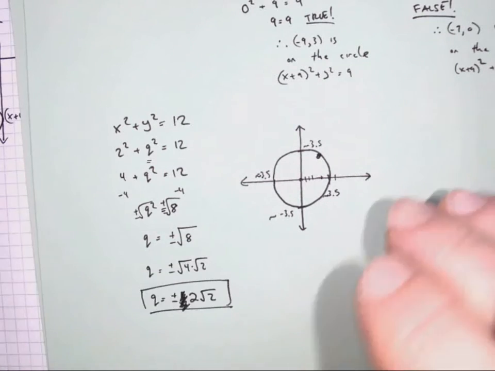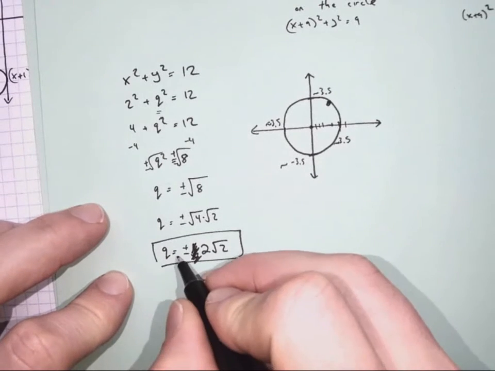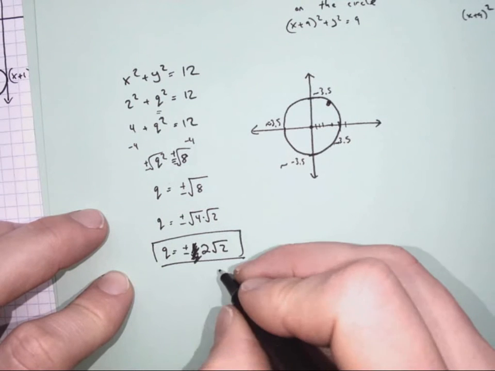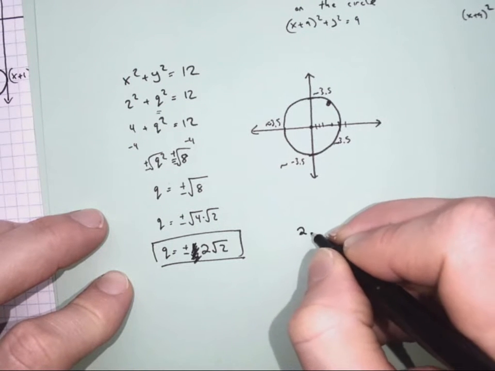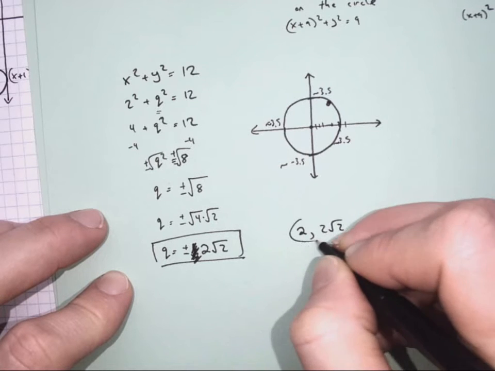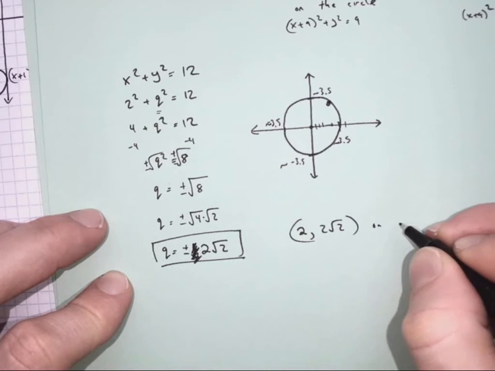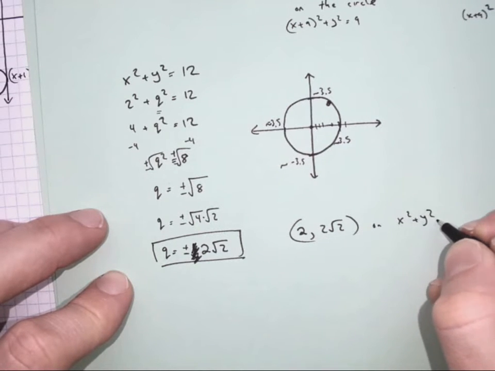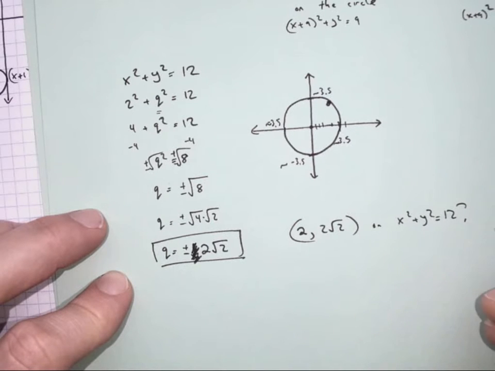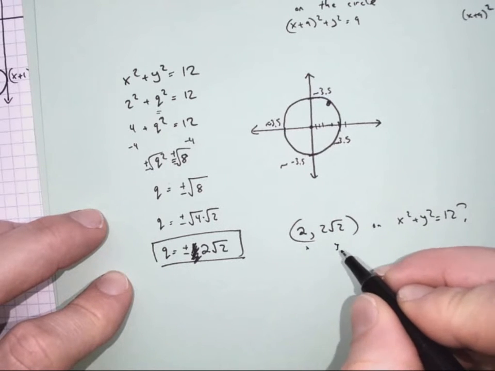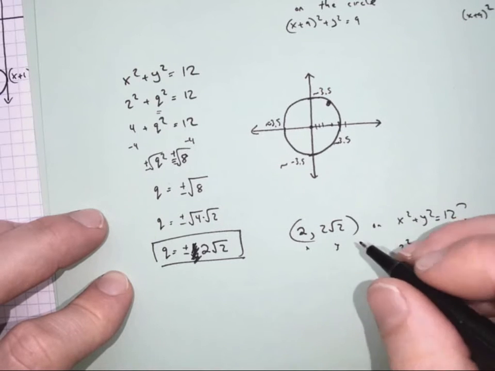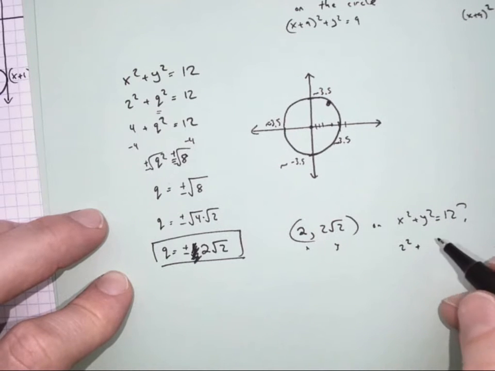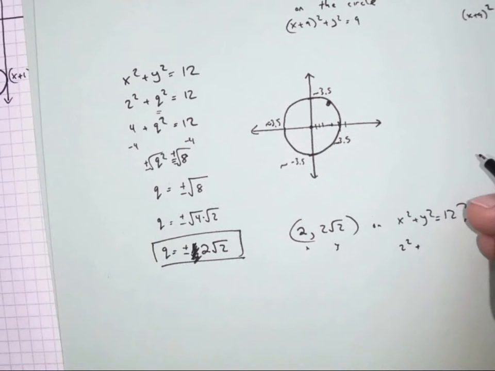Okay. But more importantly, I'm going to take this value and put it back in for y. I'm going to prove that it is a solution. So is the point 2 root 2 on x squared plus y squared equals 12? So I can test that by putting x and y in. 2 squared plus 2 root 2. This is a case where actually, shoot, I forgot to talk about the negative. We'll get to the negative in a second.